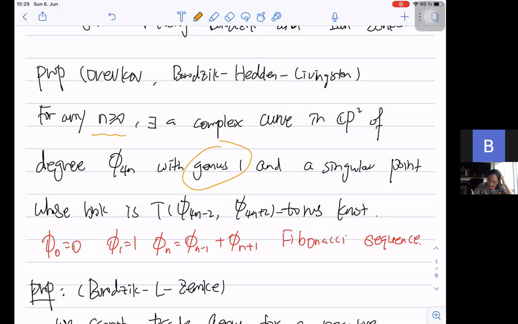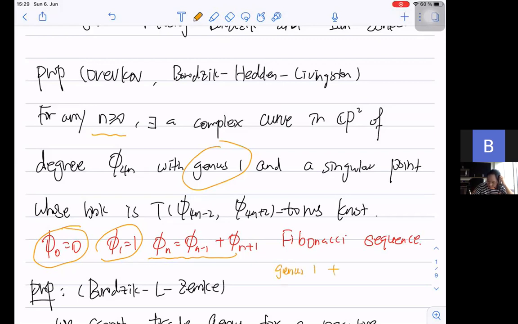Here, phi is the Fibonacci sequence starting from 0. So phi 0 is 0, phi 1 is 1, and phi n is the sum of the previous two terms. So this is the Fibonacci sequence. And what they prove is that there exists a complex curve of genus 1.